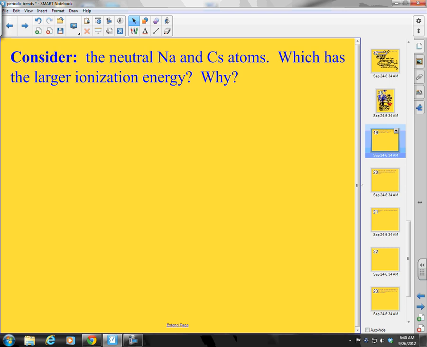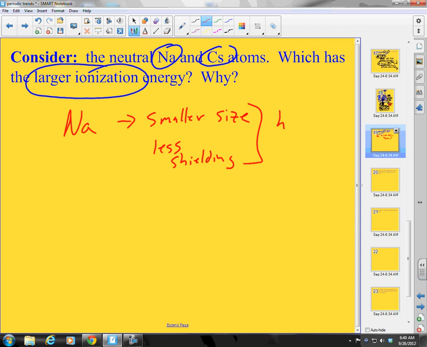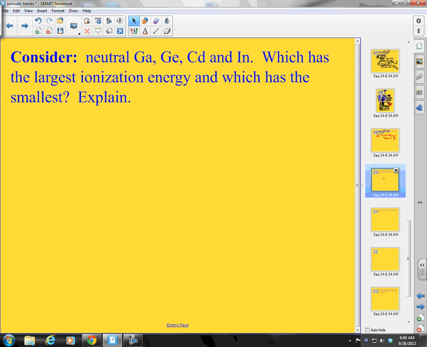So let's answer our question. What is the trend here? Cesium or sodium, which has the larger ionization energy? The answer here is sodium. And why is that? Because it has a smaller size and less shielding. So those two together make it harder to remove an electron. Got it? All right, let's see if you really do. So, you guys take a look at this one. Pause me. When you have an answer, come back.